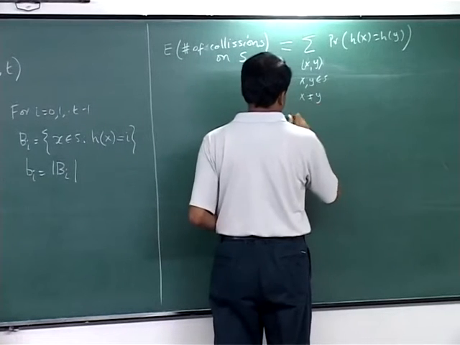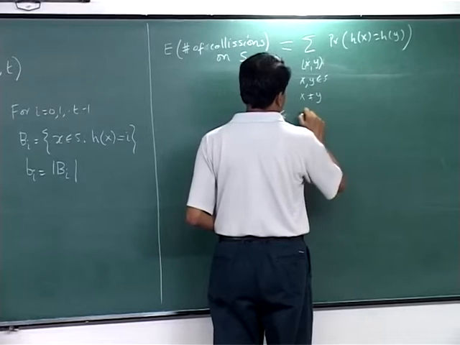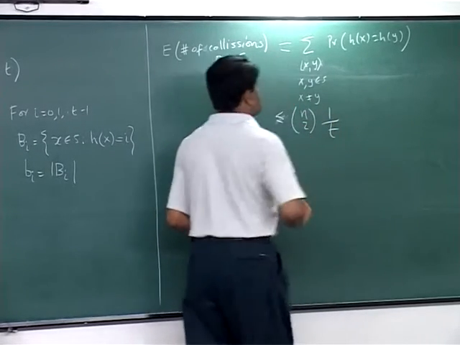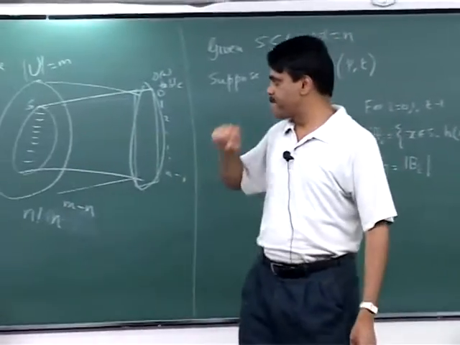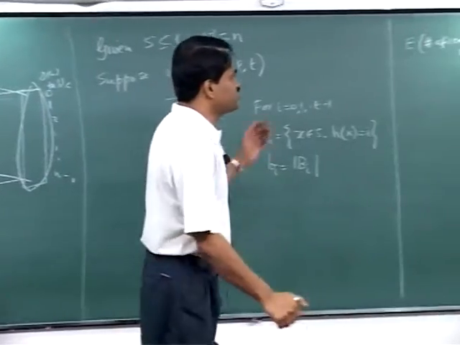And what is this? By the property of the universal hash family, we know that this probability h(x) equal to h(y) is at most 1 over t. That's the property of this universal hash family. So that I choose two values.